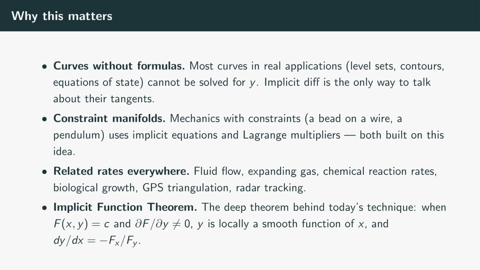And fourth, the deep theorem behind everything today is called the implicit function theorem. It says, if f of x and y equals a constant, and the partial derivative of f with respect to y is non-zero at a point, then y is locally a smooth function of x near that point, and the slope, the derivative of y with respect to x, equals minus the partial of f with respect to x over the partial of f with respect to y. You'll meet that theorem properly in multivariable calculus. Today's technique is its one-dimensional shadow.